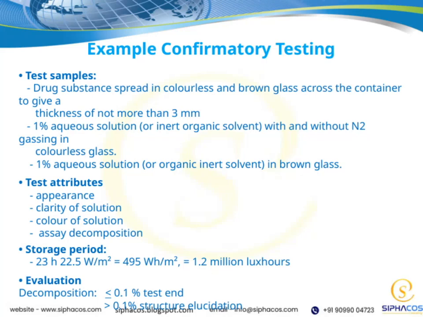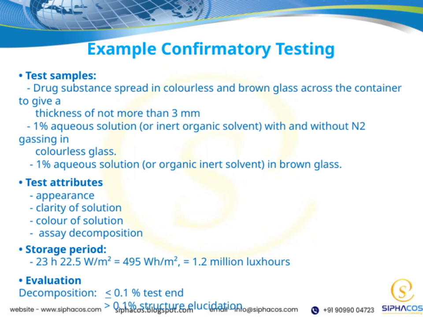Let's take a closer look at the test samples we use in this process. First, we have the drug substance spread in both colorless and brown glass containers, ensuring the thickness does not exceed 3 millimeters. This setup helps us simulate different storage conditions and assess stability effectively.